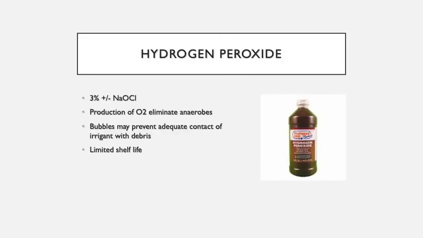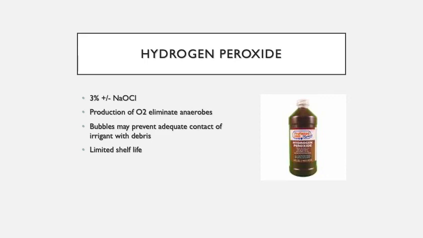Another irrigant is hydrogen peroxide. It's rarely used. I don't think the people that use it go above 1% or 2% as an irrigant, because it's very rarely used. It's usually in 3% concentration. It can be used with or without sodium hypochlorite.